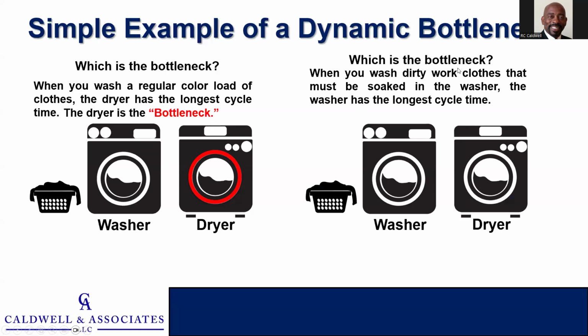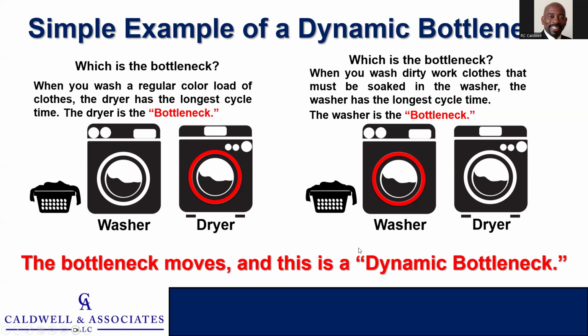But let's say you're washing some dirty work clothes and you want to soak it in the washer. Now the washer becomes the bottleneck. Now that's a dynamic bottleneck. In this operation, your bottleneck is shifting back and forth. So if you wanted to improve this cycle time, then you would focus on just your bottlenecks. So dynamic bottlenecks are bottlenecks that move, and they're in manufacturing, most discrete manufacturing.